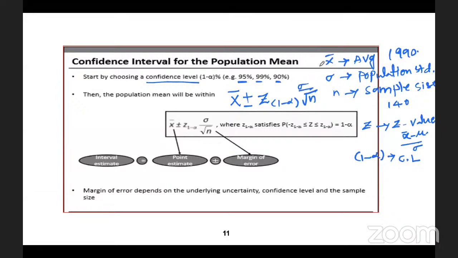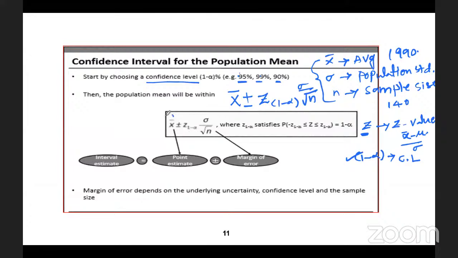This information has been given to us in the problem statement, and they are asking us to choose one of these confidence levels. We'll discuss what happens if you take 95%, 99%, or 90%. What we do not know is the Z value, so we'll discuss how we get it. All we have to do is plug these values into this equation, x bar plus or minus z into sigma by root n.